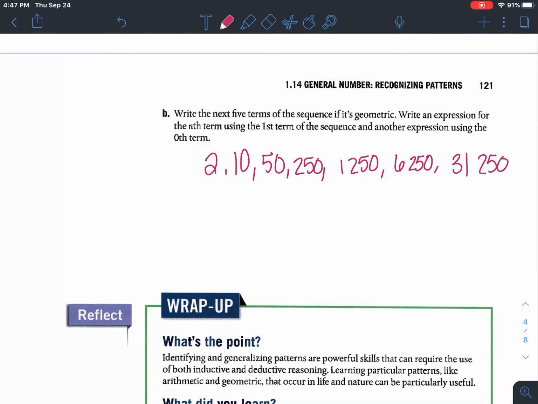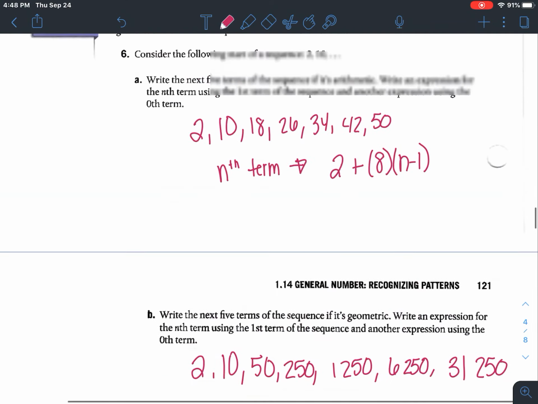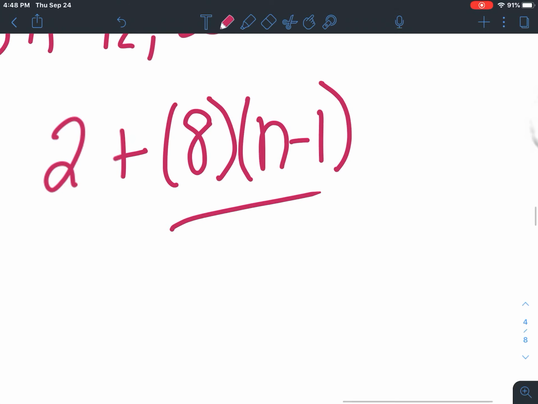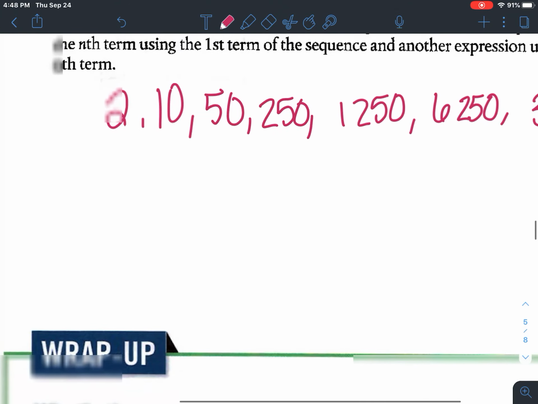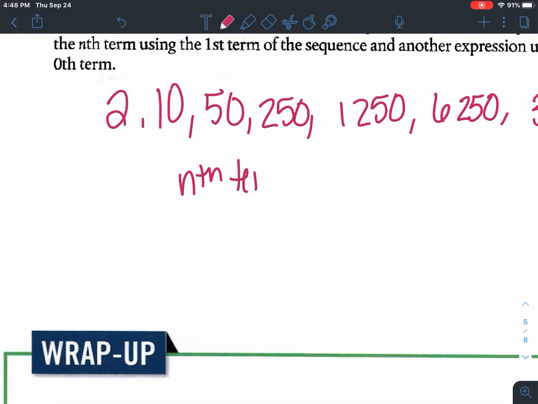And the nth term using the first term of the sequence. Oh, and another expression using the 0th term. That was this guy right here. Okay. I just skipped a step. Nth term will be the first term, so 2. Then how did we get to the next number? We multiplied by 5 to the n minus 1 power.